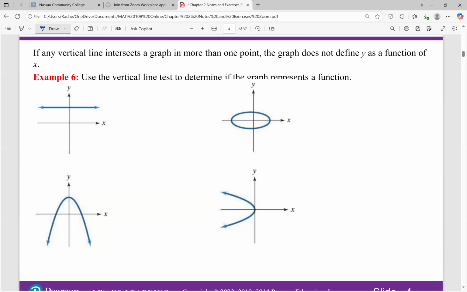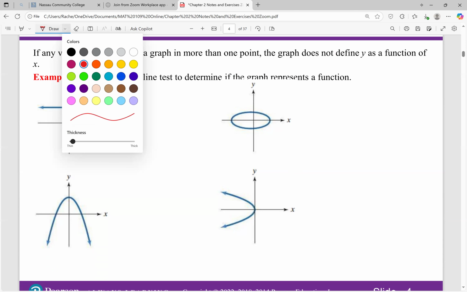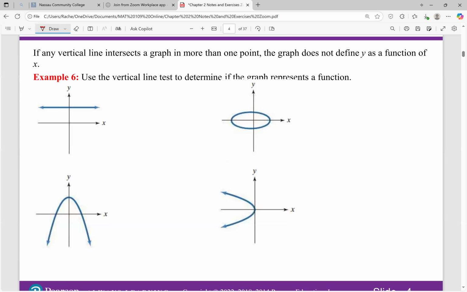So let me use this graph as our first example, the one that I just circled, this oblong circle, oval. Look what happens, and I'll use red because I think it stands out more. If I were to draw a vertical line through this graph, I just picked to draw it there, or I could draw it here. Look what happens every time I draw a vertical line through the graph. It hits the graph in more than one spot.